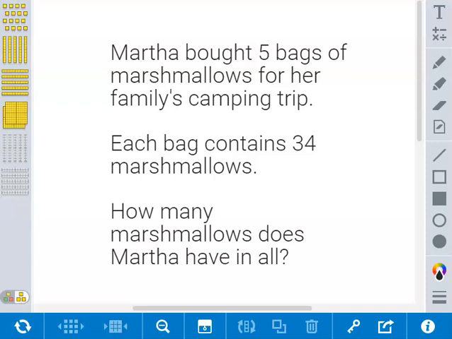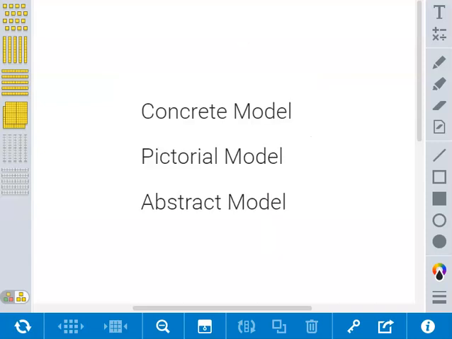Martha bought 5 bags of marshmallows for her family's camping trip. Each bag contains 34 marshmallows. How many marshmallows does Martha have in all? We can solve this problem using concrete area models, a pictorial model, and an abstract model.